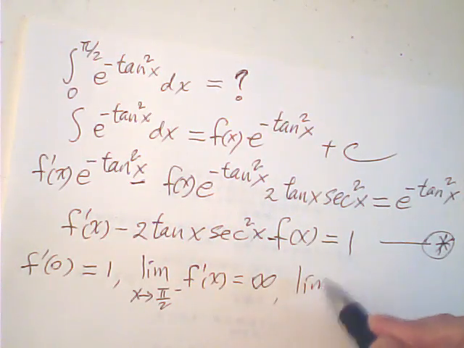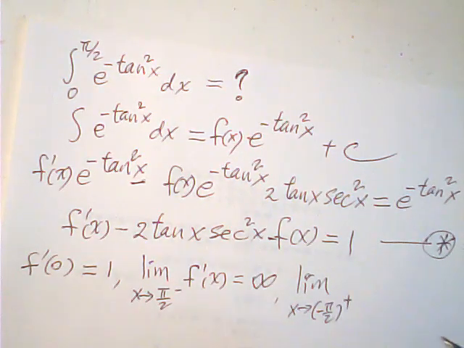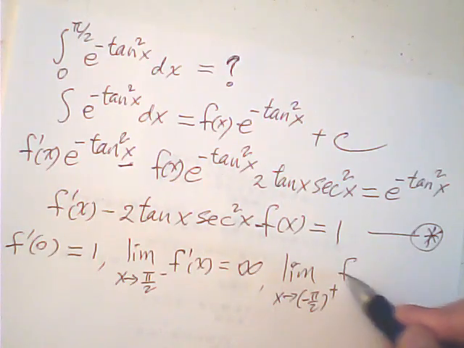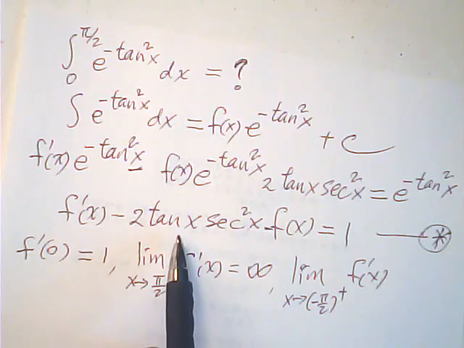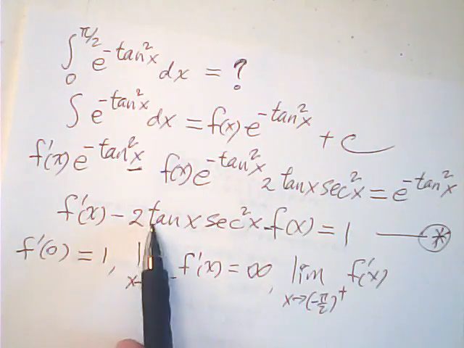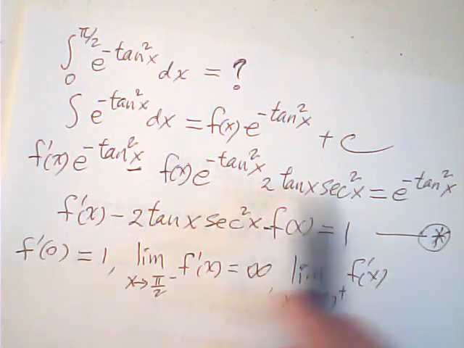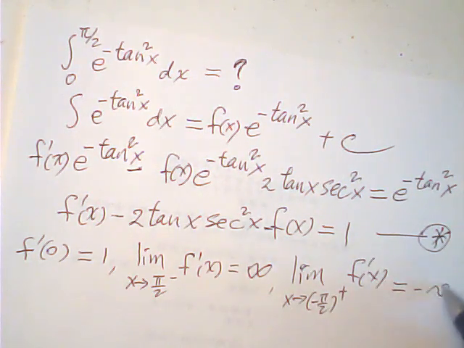At the same time, if you take the limit x approaches negative half pi from the right, then this one is a negative infinitive. This is a positive infinitive. So this one becomes positive, and the other becomes negative. So this is a negative infinitive.